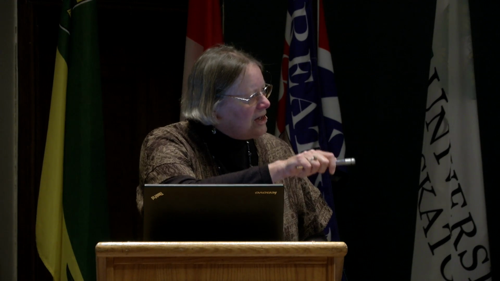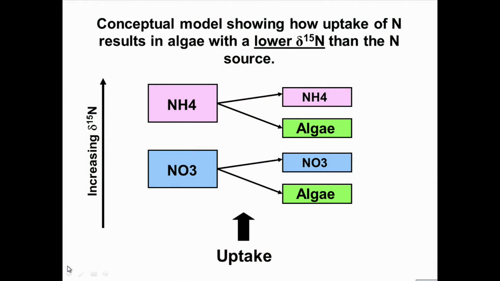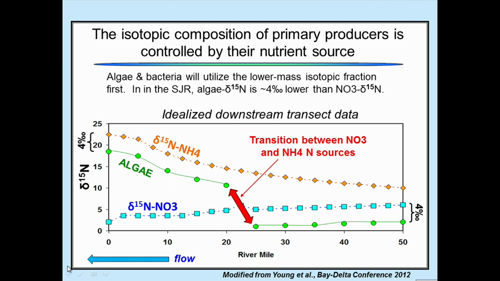And so that's where this little cartoon comes from, is if the ammonia and the nitrate have different N15 values, and if the algae always has to have a lighter composition than its nitrogen source, it would plot like that. And so if you analyze algae and it's plotting here and your nitrate's there, well, that's a plausible explanation for it. So that's the kind of idea.